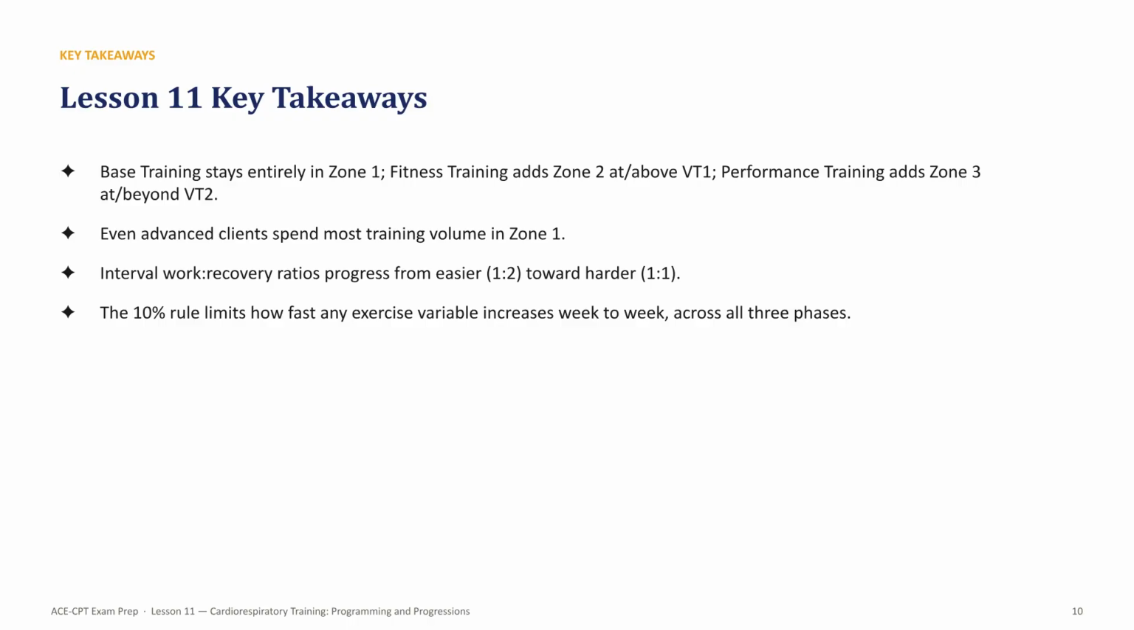Interval work-to-recovery ratios progress over time, moving from an easier 1-to-2 ratio toward a more demanding 1-to-1 ratio as fitness improves. And the 10% rule limits how quickly any exercise variable can increase from one week to the next, and it applies across all 3 phases, not just base training. Hold on to these. They connect directly to how you'll build out full programs in the coming lessons.